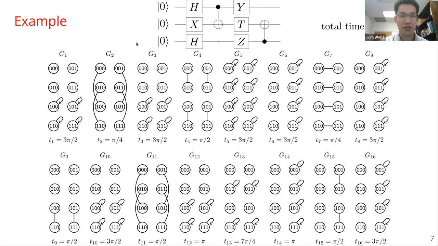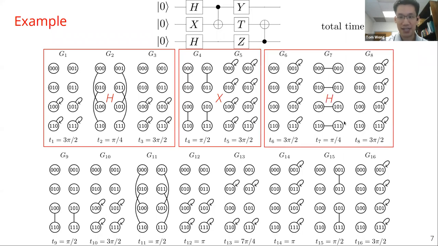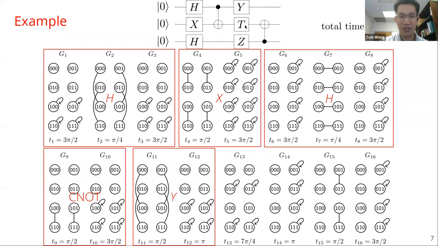Where each of these come from: these three graphs are this first Hadamard gate acting on that first qubit. These next two graphs are this X gate. These next three are this Hadamard gate on this last qubit. Then we have a CNOT, which is these two graphs. Then we have a Y gate, which is those two. We have a T gate, which is that one. We have a Z gate, which is that one. And then one more CNOT is those two.